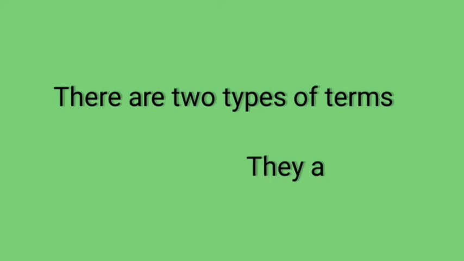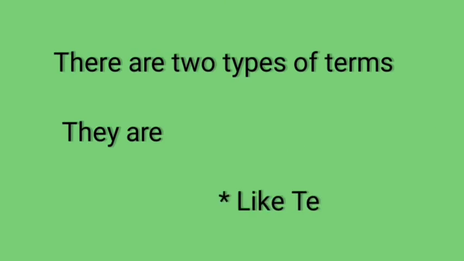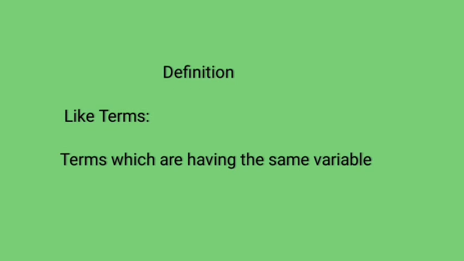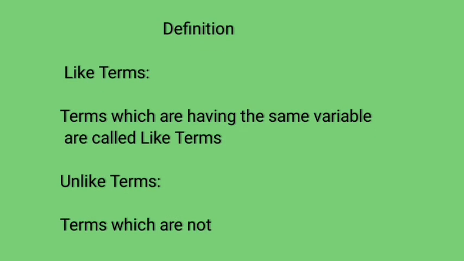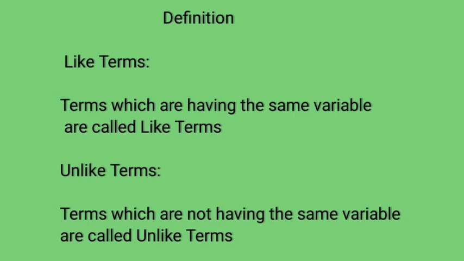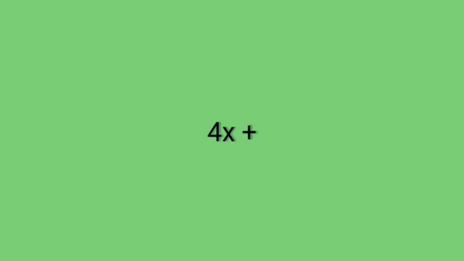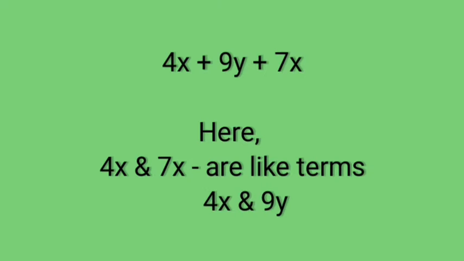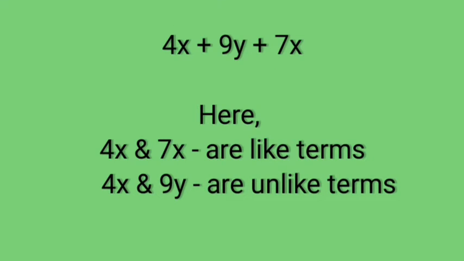There are two types of terms. They are like terms, unlike terms. Like terms: terms which are having the same variable are called like terms, and terms which are not having the same variable are called unlike terms. To understand better, consider this expression 4x plus 9y plus 7x. Here, 4x and 7x are like terms, 4x and 9y are unlike terms.